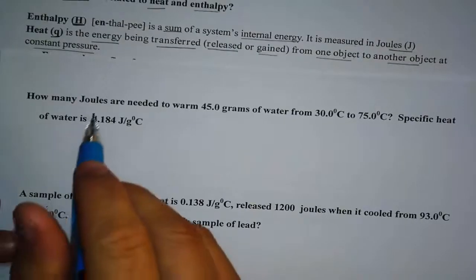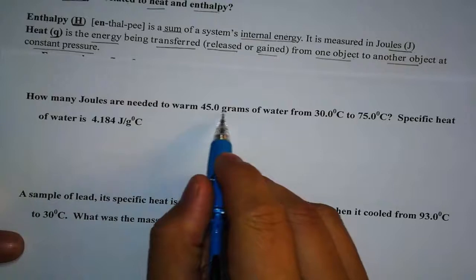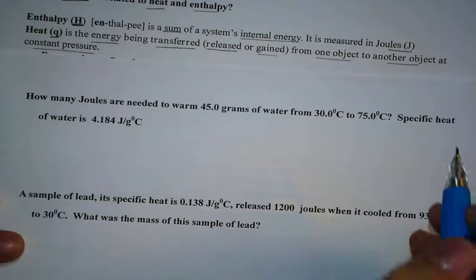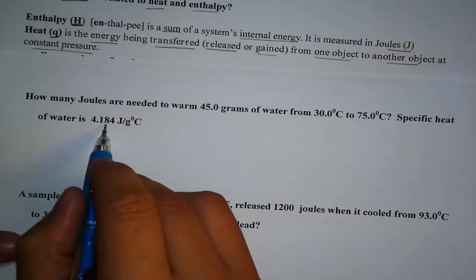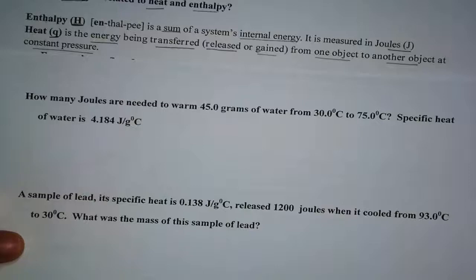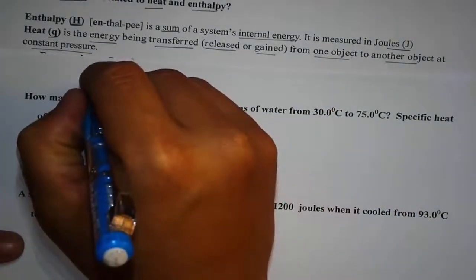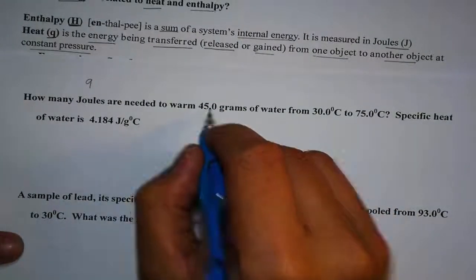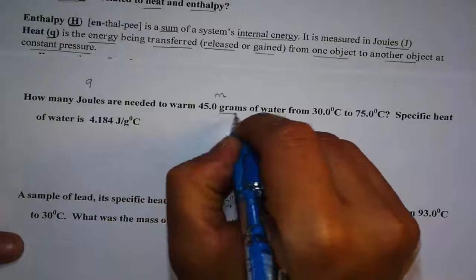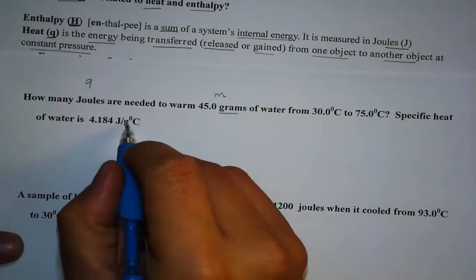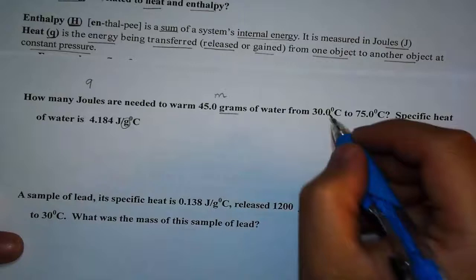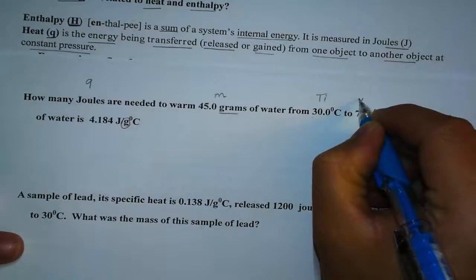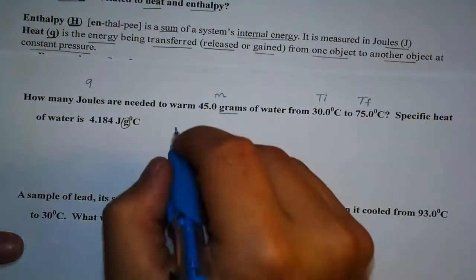How many joules are needed to warm 45 grams of water from 30 degrees Celsius to 75 degrees Celsius? The specific heat of water is 4.184 joule per gram Celsius. So if we read this problem, we know that we are looking for joules, so that'll be Q. Easy, isn't it? And that would be your mass because it's in grams, and of course it's in the right unit as well. And then we are going from T, this is your T initial, to T final. So we can just solve.